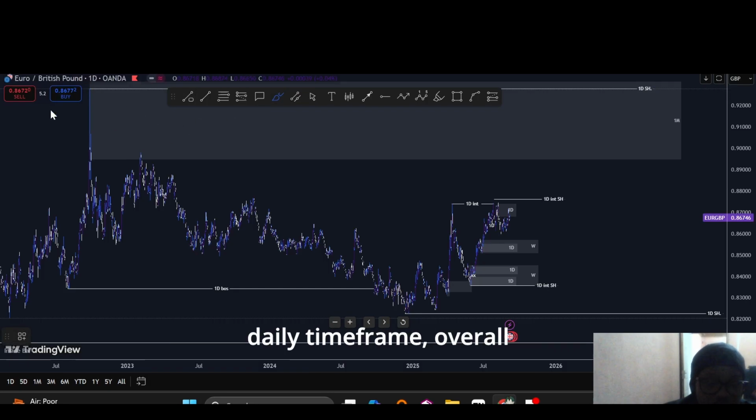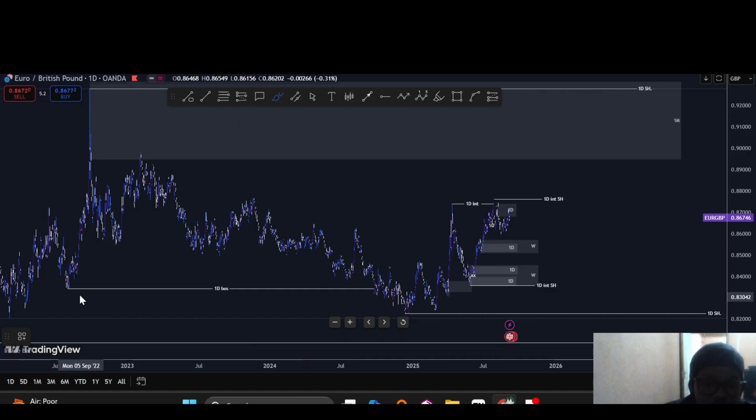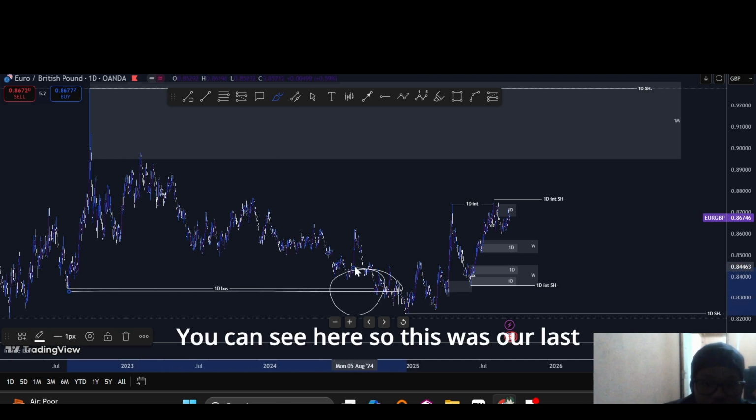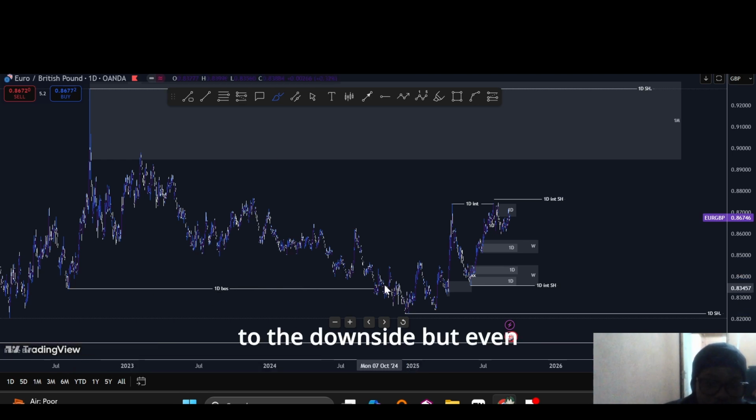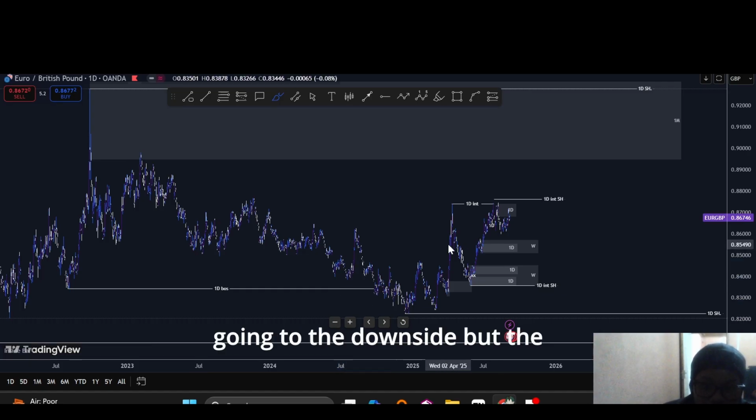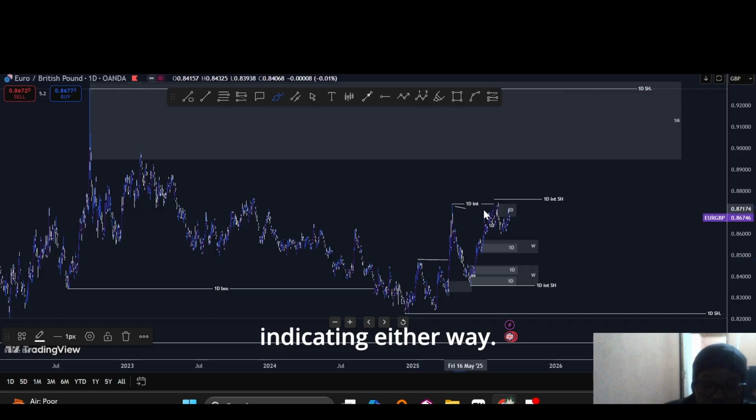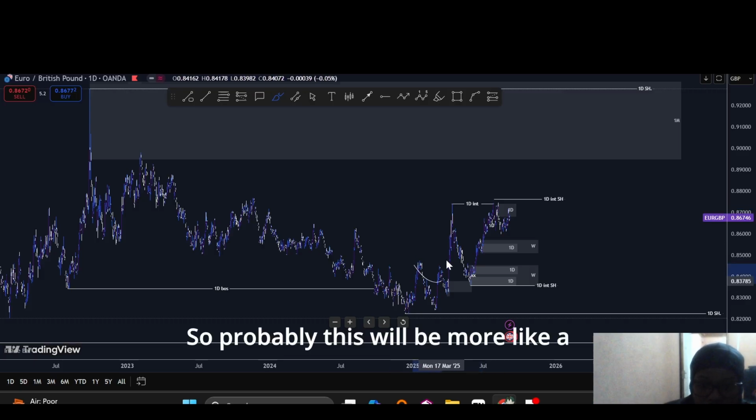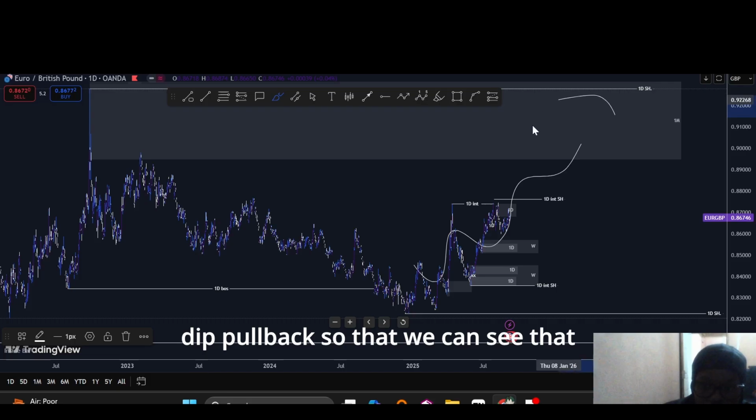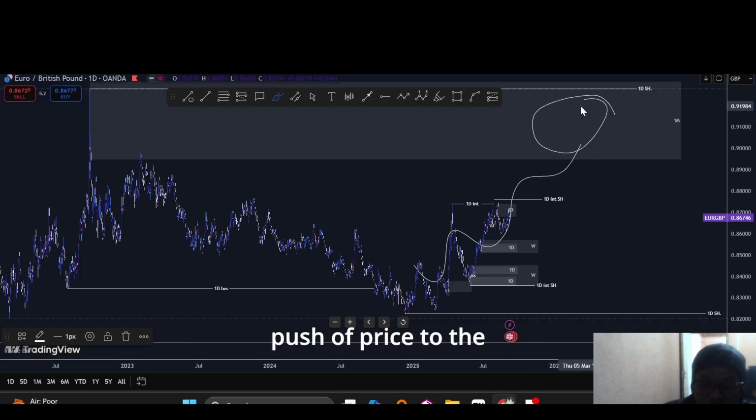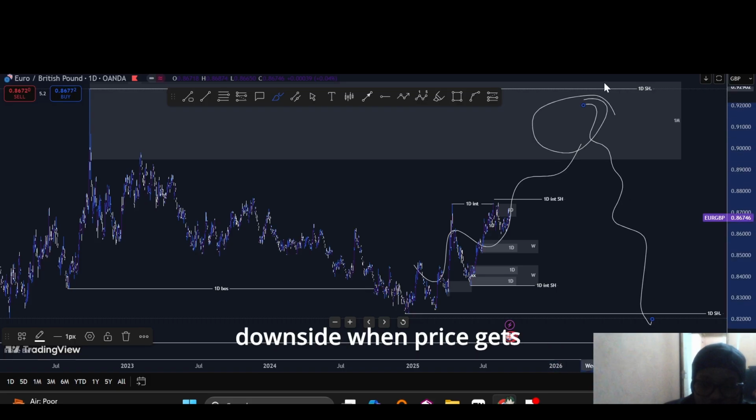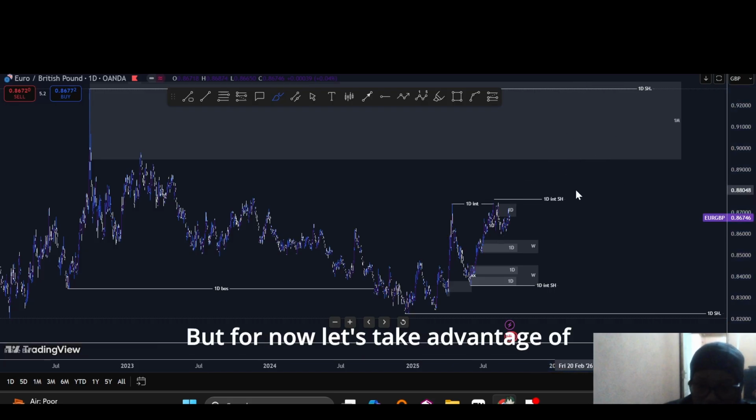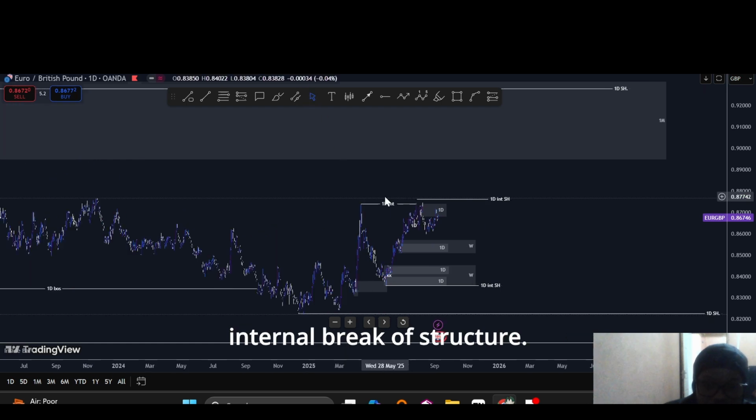If you see the daily time frame, the overall structure is really going to the downside. You can see here, this was our last break of structure going to the downside. But even though the break of structure is indicating that price is going to the downside, the internal structure is indicating either way. So probably this will be more like a dip pullback, so that we can see a push of price to the downside when price gets to this big zone there. But for now, let's take advantage of what's going on in the internal breaks of structure.